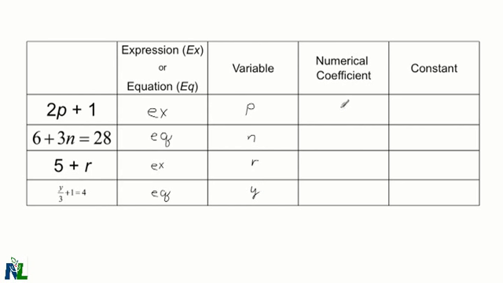The numerical coefficient is connected to the variable through multiplication. Here we do not see a multiplication sign between the 2 and the P. But in algebra, when we see a variable and a number stuck together with nothing in between, they actually are multiplied together, we just do not write it. So here the numerical coefficient is 2. In this example, we see the 3 right next to the N with nothing in between. So again, they are multiplied together, making our numerical coefficient 3.